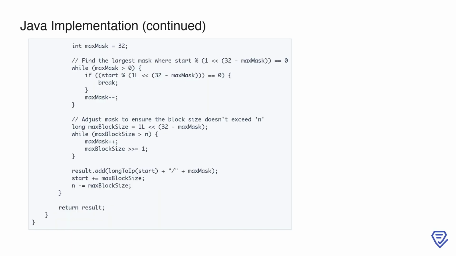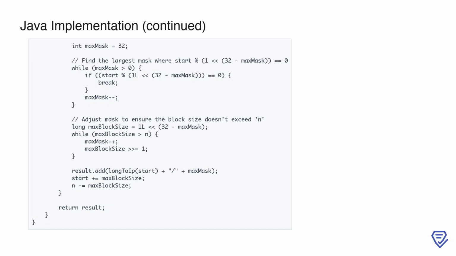Now within the loop, we calculate the largest possible CIDR block that can fit within the current range. We start by setting max_mask to 32, which represents the smallest possible block size, and then reduce it step by step. The goal is to find the largest mask where the starting address is aligned to the block size defined by the mask. This alignment check is done by ensuring that start modulo the block size equals 0. Once we find such a mask, we ensure that the block size does not exceed the remaining count of IPs n. If it does, we increment the mask and reduce the block size accordingly.